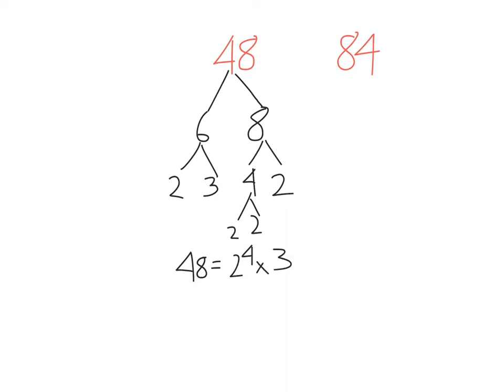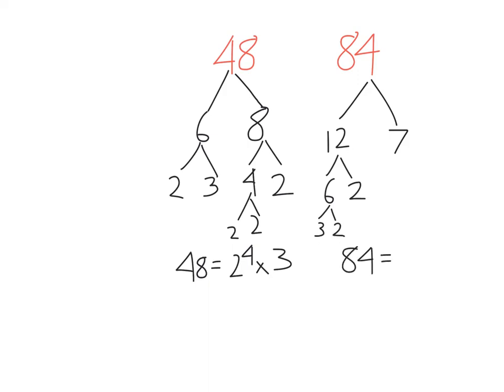So let's do the same for 84. So any two numbers that go into 84 as long as neither of them is 1. So let's try 12 and 7. So 7 is a prime, because its only factors are 7 and 1. 12 is not a prime. It is divisible by, say, 6 and 2. So 6 is not a prime. I'll write it as 3 times 2. So 84, I've written as 2 times 2, 2 squared, times 3 times 7.